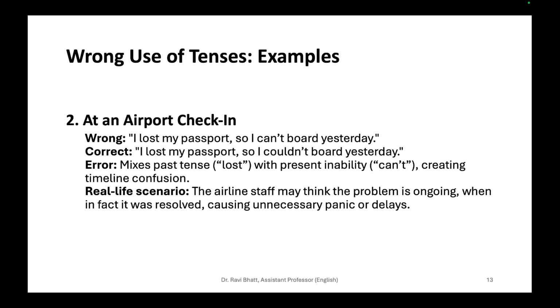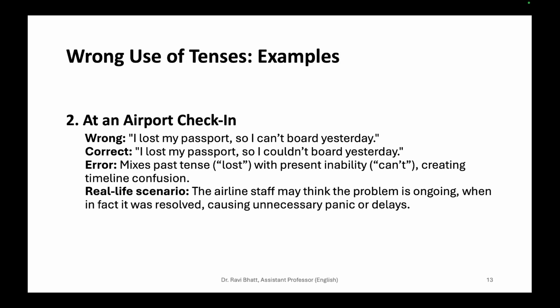Say you're checking in for your flight and you said, "I lost my passport, so I can't board yesterday." Whereas the grammatically correct version would be, "I lost my passport, so I couldn't board yesterday." Now, what you have done is you've mixed the past tense "lost" with the present one, "can't." This could be a kind of timeline confusion. When you say "lost my passport," you're using simple past. You have to use the word "could," that is the past of "can."